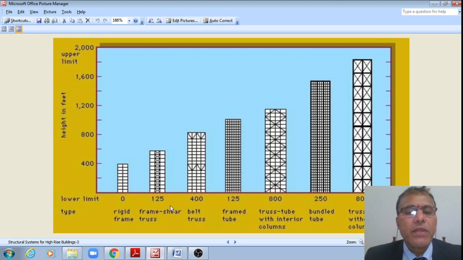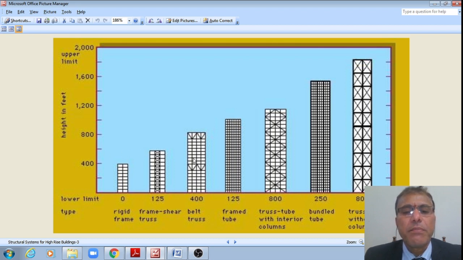The next one is frame shear truss, or this is called a dual system. It can be used with a lower limit of 125 feet to an upper bound of approximately 500, 550, not more. And this is 600, and this is therefore approximately 550 feet.